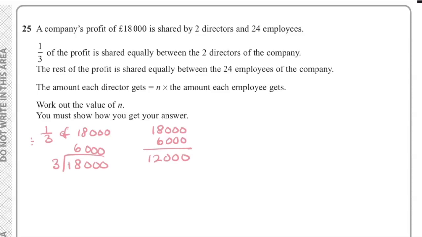So we now need to share this between the 24 employees. All right, the rest of the profit is shared equally. So we've got our 12,000 and we're going to divide it through by 24. But when we look at that, I don't know about you, but I certainly don't want to start writing out my 24 times table. What I can do is just divide the whole thing by 2, both sides, and get an equivalent question to work on.